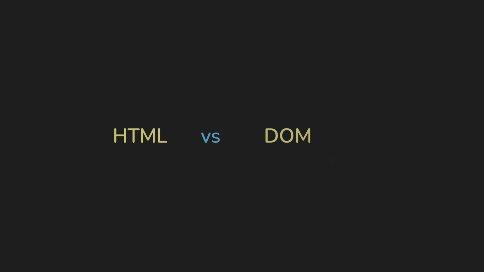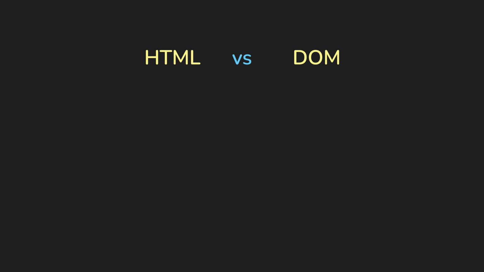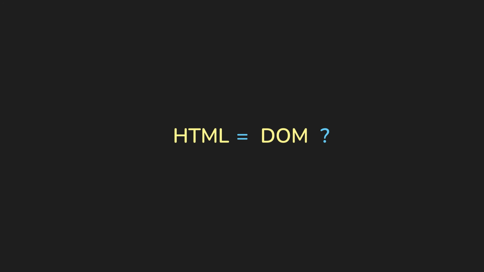At this point, you might ask, what is the difference between HTML and DOM? They represent the same elements, contain the same attributes of the elements, and form the same hierarchical structure. So they seem to be the same thing, right?